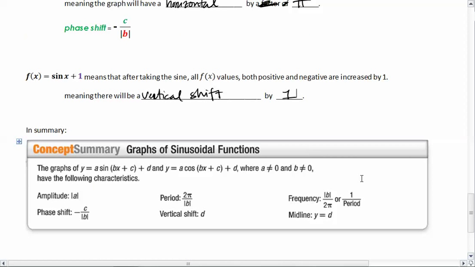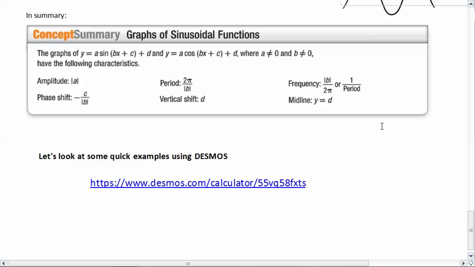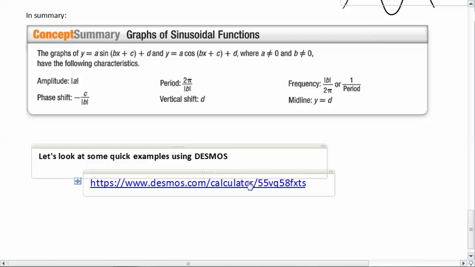The graph, also, that means that the midline of your graph happens at that point. Before, our midline happened at 0, right? That was a 0. If we moved everything up by 1, that means our midline, the middle of this curve, is going to happen at that new value, which would be 1 in that case. So this is a simplification of some of those rules. Let's look at a quick demo.